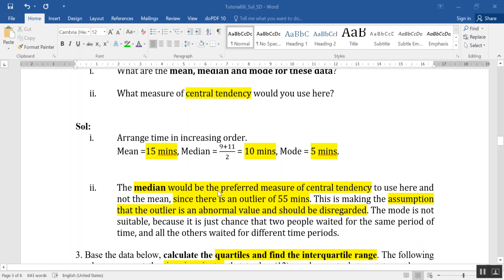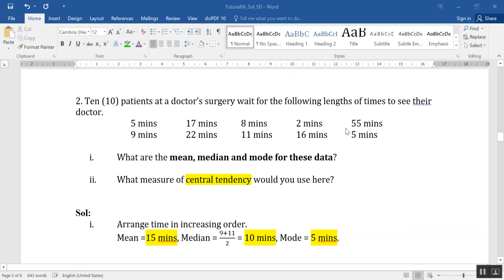Okay, look at the justification. The median would be the preferred measure of central tendency here, and not the mean, since there is an outlier of 55 minutes. Can you see? This is one value which is totally outside this data set. But when you are doing any kind of experimentation or data analysis, this might have happened just one time, so sometimes, if it does not affect the outcome, you can decide to remove this value before you calculate the average.